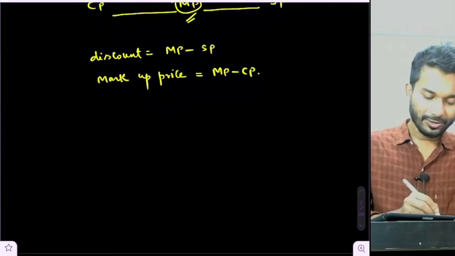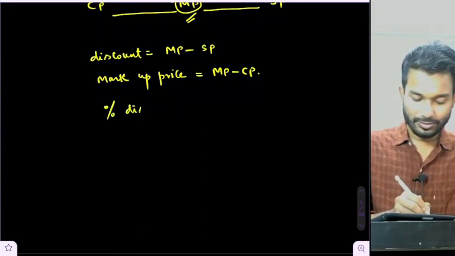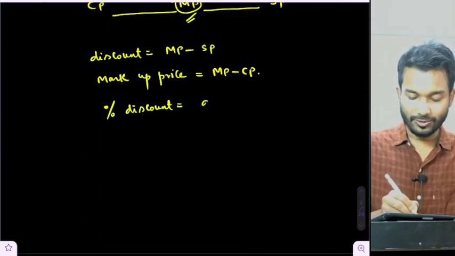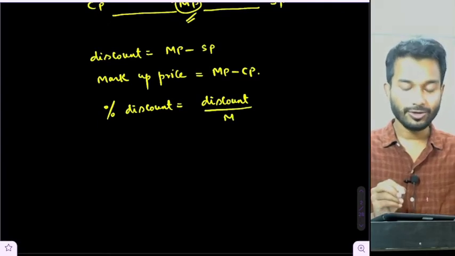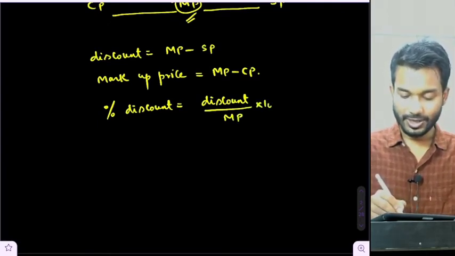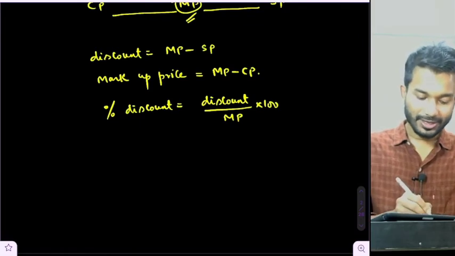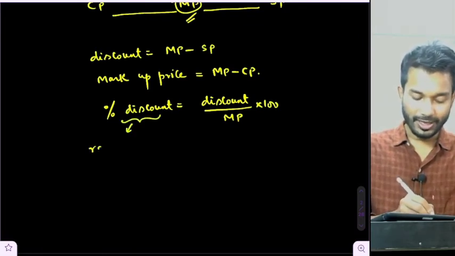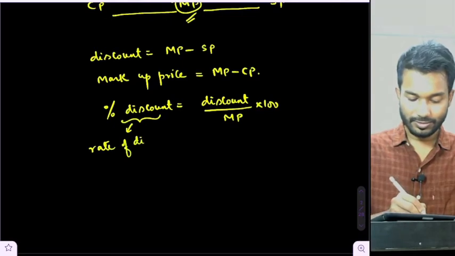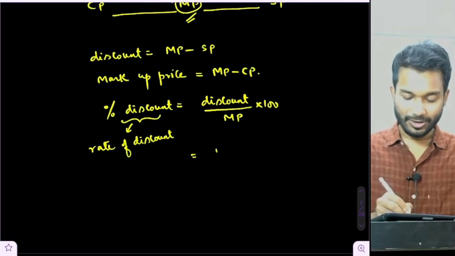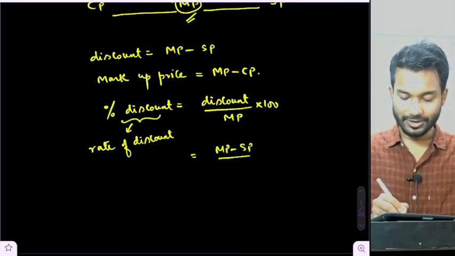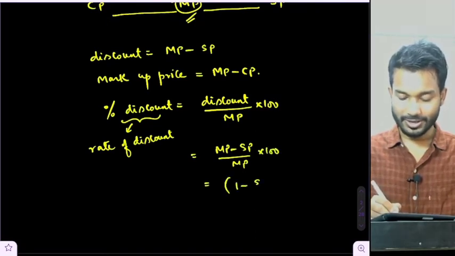And there is another term known as percentage discount. Percentage discount is equal to our discount. Discount is always calculated on mark price. Discount by mark price into 100. This percentage discount has another name. This is also called rate of discount. Next you see, discount means our what? Mark price minus selling price divided by mark price into 100. This also can be written as 1 minus selling price by mark price into 100.